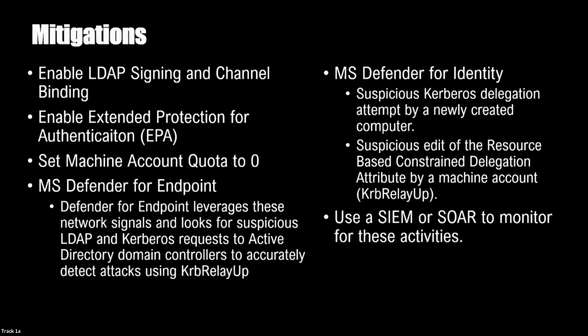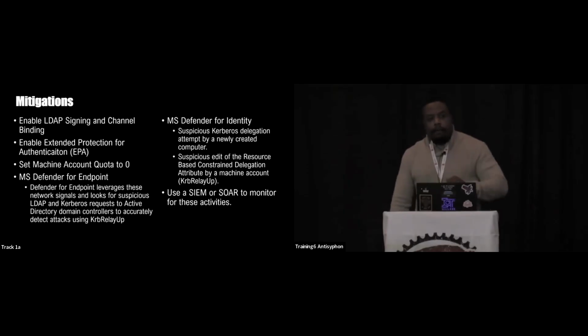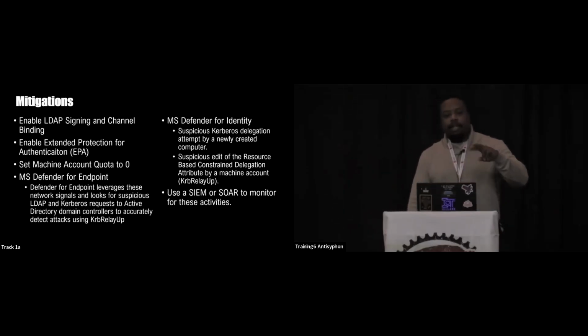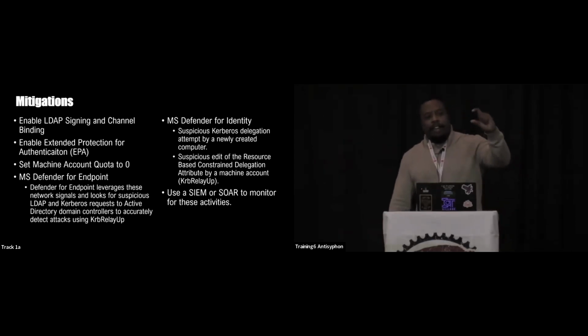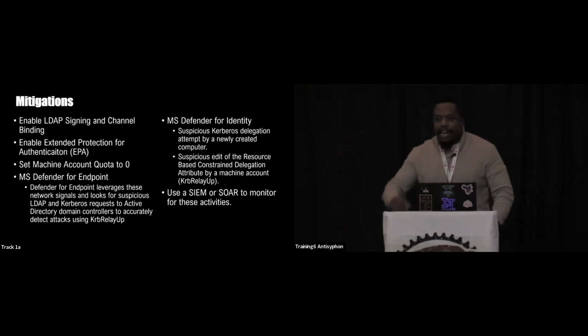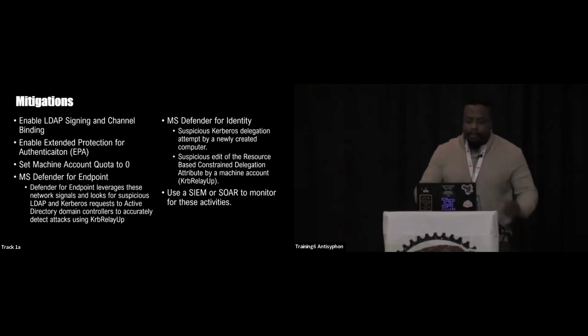You want to enable LDAP signing and channel binding. So LDAP signing, it just adds a signature from the domain controller. So if you try to relay that, the relay is going to break because your signature is not going to match. Channel binding basically combines two levels of the network stack. So it combines your transport layer and your network layer together, and they create a unique fingerprint. So if you try to sit in the middle and you try to relay that, the fingerprint's not going to match.